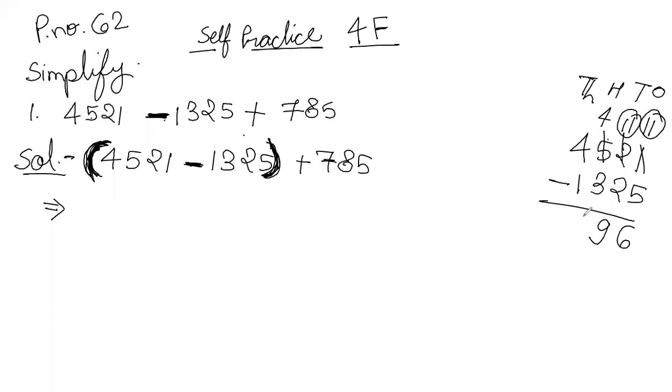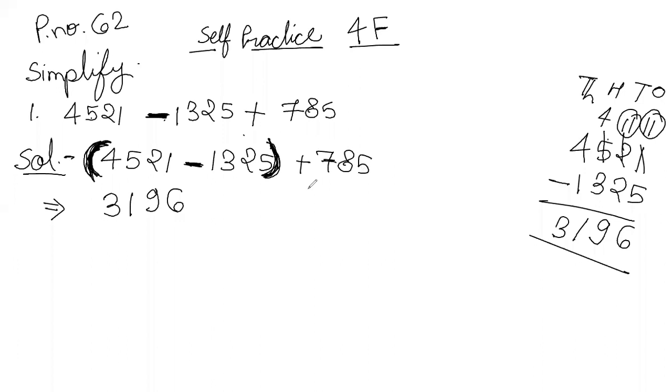Now solve the hundreds column, which is 4 minus 3. 4 minus 3 is 1. Now solve the thousands column. 4 minus 1. Your result is 3. So on solving this bracket, what is the result? 3,196.